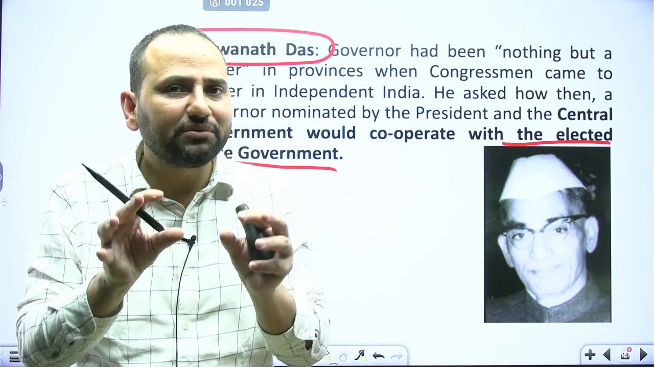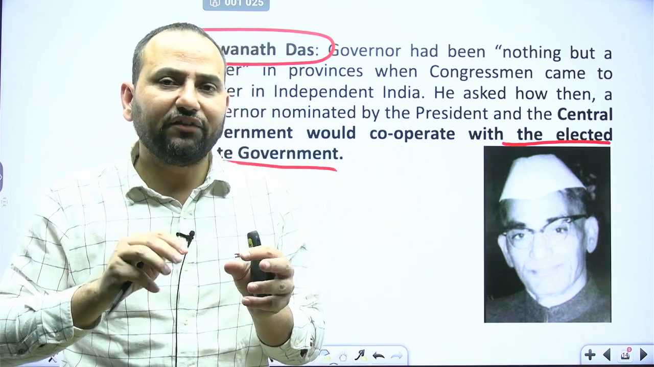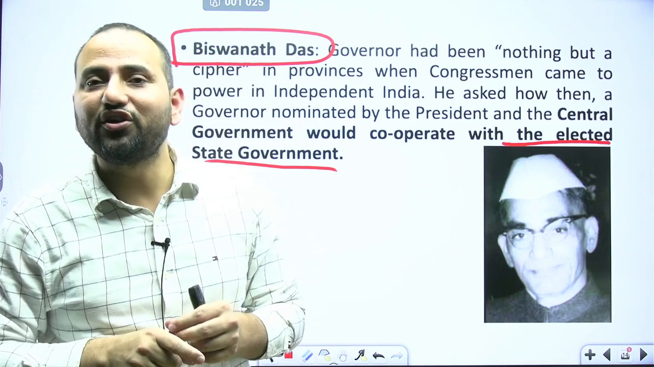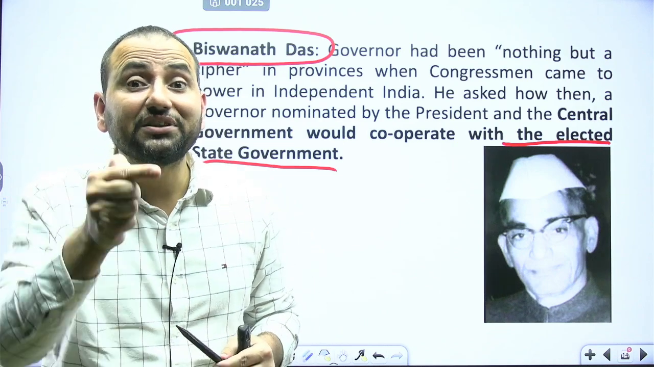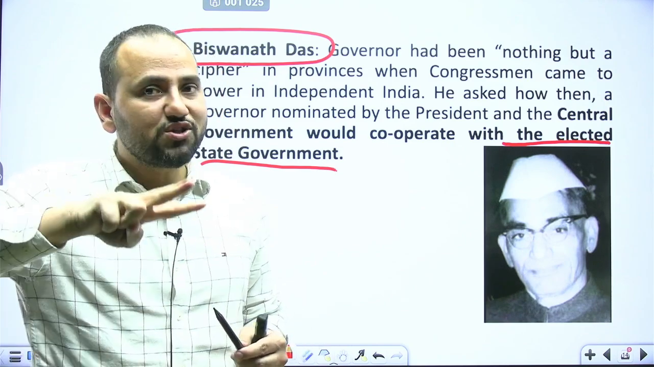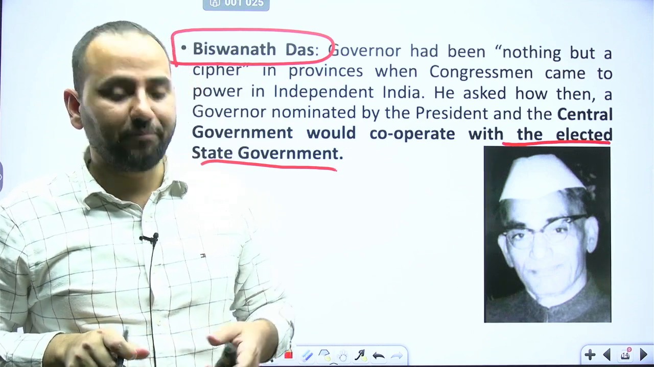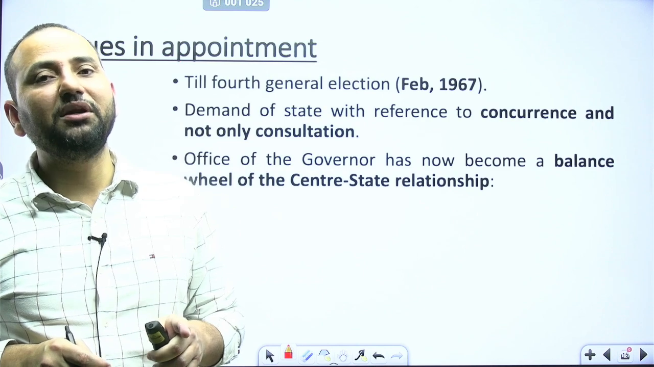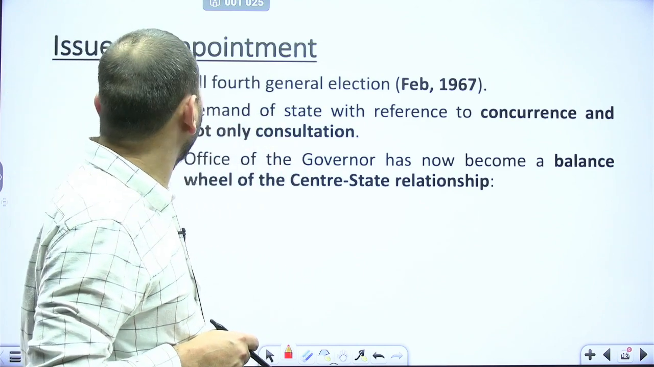See, the governor has two main functions. The governor is the head of the state, the constitutional head of the state. Along with this, we also need to understand that the governor is the representative of the center in the states. So these two dimensions need to be understood very clearly. If you move forward into this concept, you have to understand the other issue in the assembly with reference to the issue of appointment.